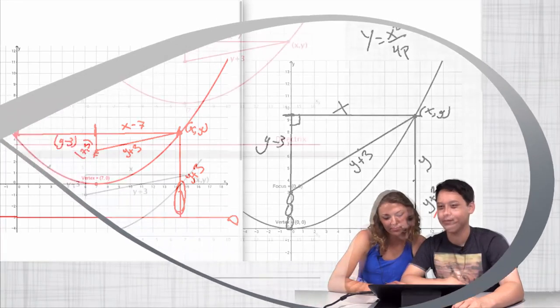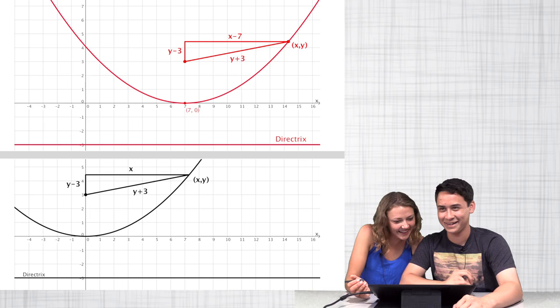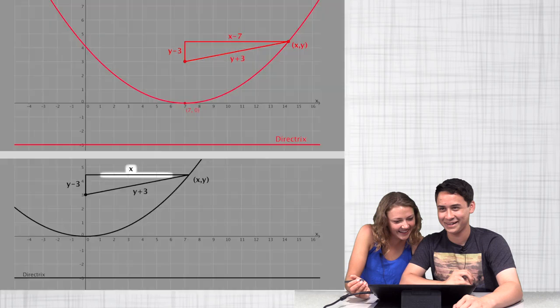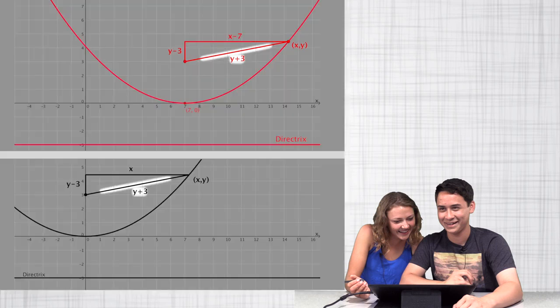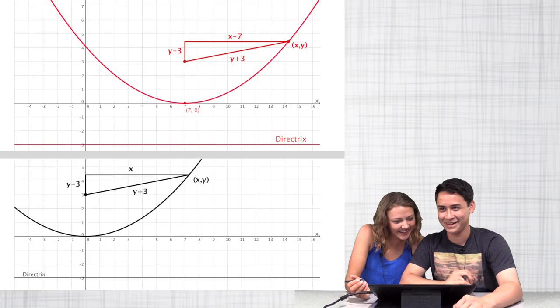Sasha said that the biggest thing that changed when the base parabola was translated to the right 7 units is that the length of the horizontal side of the right triangle changed from being x units to x minus 7 units. But the focus and the vertex did not move up or down, and the directrix stayed the same. So the hypotenuse of the right triangle in both parabolas is y plus 3 units long, and the vertical side of the right triangle in both parabolas is y minus 3 units long. Next, Sasha and Keoni apply the Pythagorean Theorem to find the equation for the translated parabola.